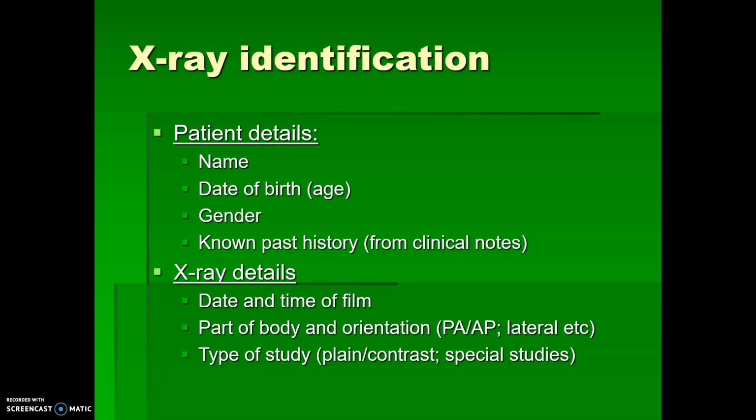Make sure that you're looking at the correct part of the body and determine what orientation the x-ray is. Is it an AP or PA when it comes to a chest x-ray, or possibly a lateral? And then make sure you know what type of study it is. Is it a plain study or a study with contrast, or is it some kind of special study such as a tomogram, for example?